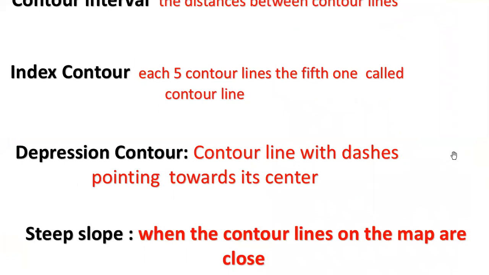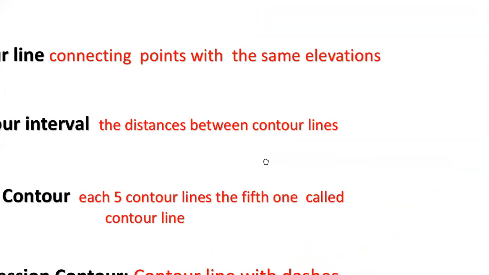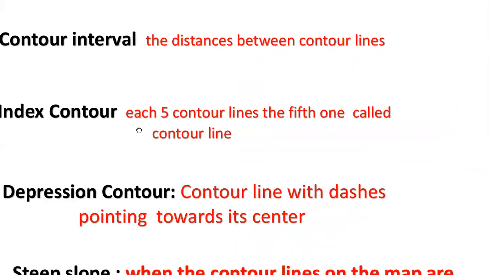Depression contour, like here, this depression. Depression means a contour line that has very short straight lines pointing toward its center. So when we see this circle with these short straight lines, we understand this place is hollow. Hollow means a groove, or something like a well, a hole. So this is what we call depression contours.